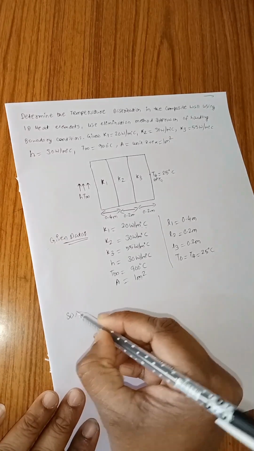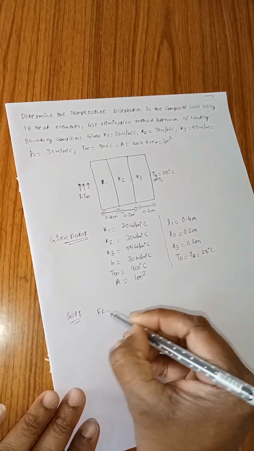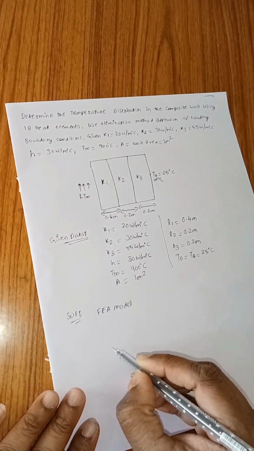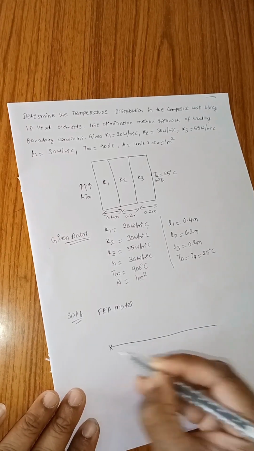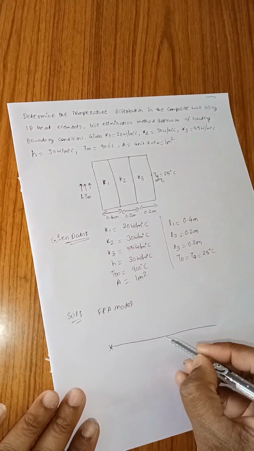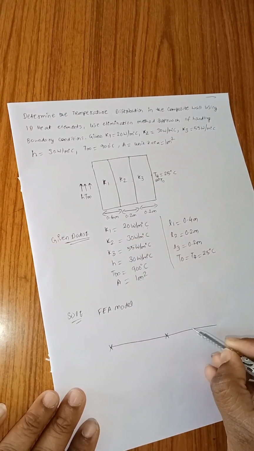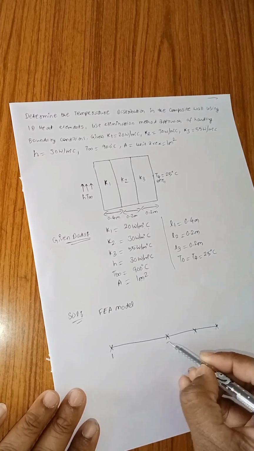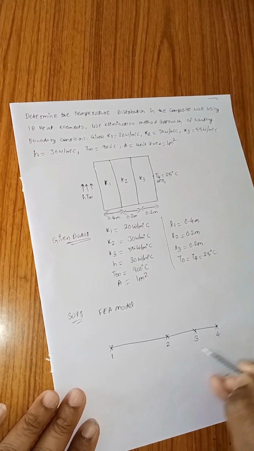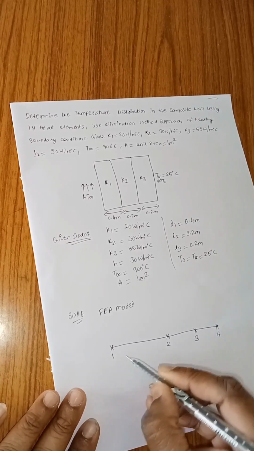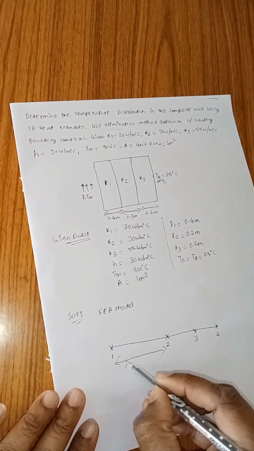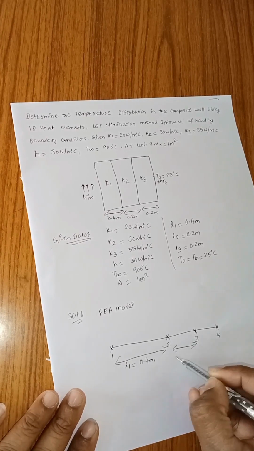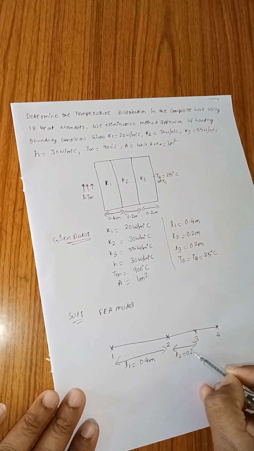The solution. The first step will be the FEA model. So let me write the FEA model. Here there are three elements. The first one is a little bigger, so let me draw it a little bigger. The second and third are equivalent at 0.2 meters. This is node 1, this is node 2, this is node 3, and this is node 4. This is the length of element 1, which is 0.4 meters. This is the length of element 2, which is 0.2 meters.